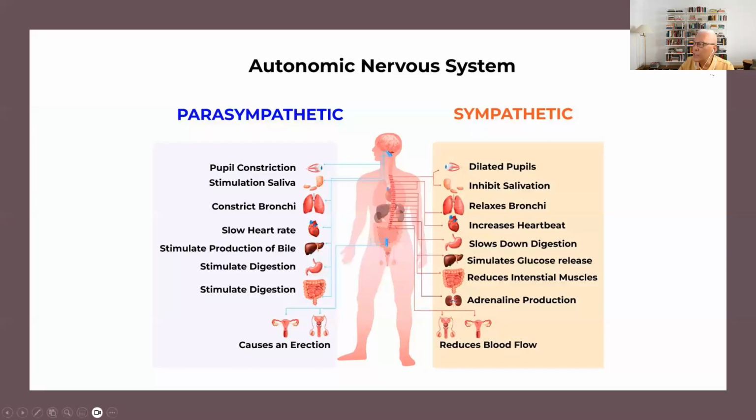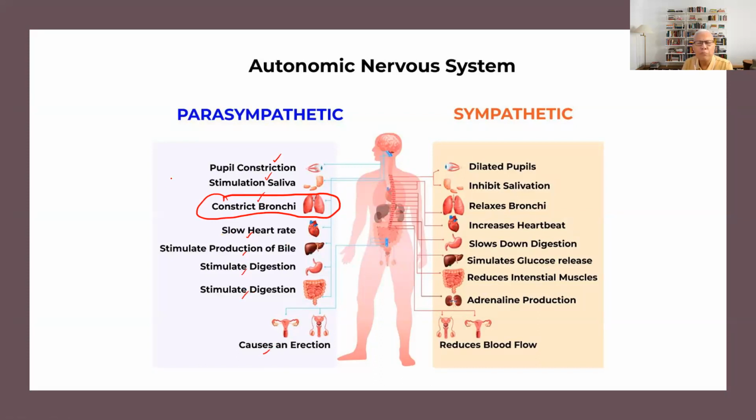All right, because we did not talk about the parasympathetic nervous system yesterday, we're now going to look at what the effects of acetylcholine are when it goes into your receptors. So it causes pupillary constriction, stimulation of saliva, it constricts the bronchi, and that's exactly why we are interested in it, slow heart rate, stimulates the production of bile, stimulates digestion, and causes an erection.